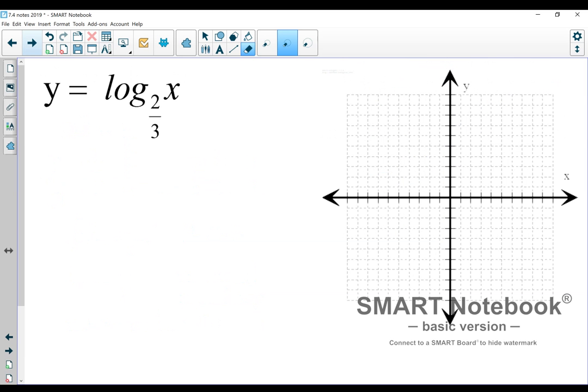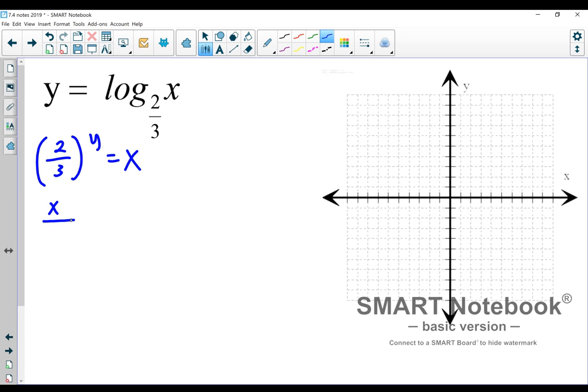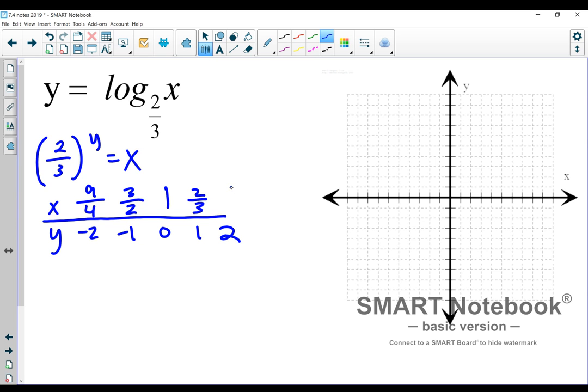So when I write this as exponential form, I will have 2/3 to the y power is equal to x. And again, because I'm doing a logarithmic function, I'm going to actually use that -2, -1, 0, 1, 2. Those are going to be my y's. And then let's see if I take that and I raise it to the -2 power. I'm flipping and squaring, so 9/4, 3/2, 1, 2/3, and 4/9.